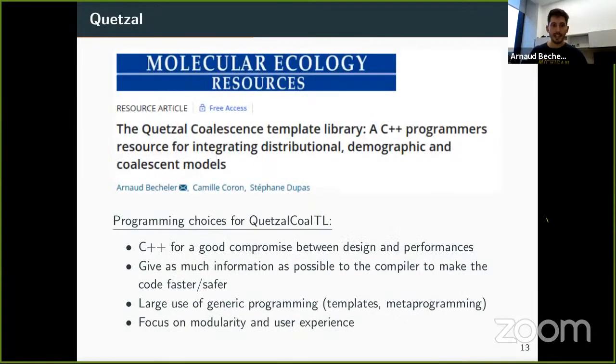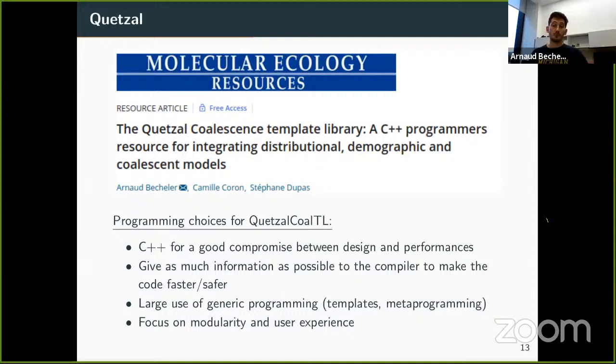That's the resource for Quetzal, with a few ideas about the code. Every time you code something new, you have to make a number of choices that make sense for you, and other people may choose differently. In my case, I ended up choosing C++ because it's a good language when you want to compromise on how much granularity you can have in your code. You have some expectations in terms of design, and also you need to run millions of simulations, so you need performance.